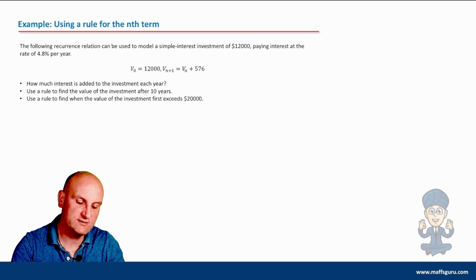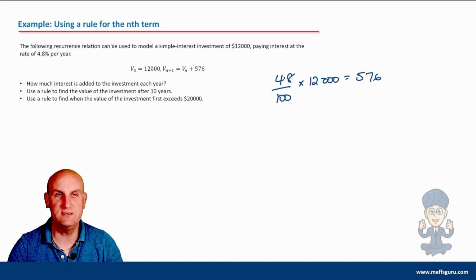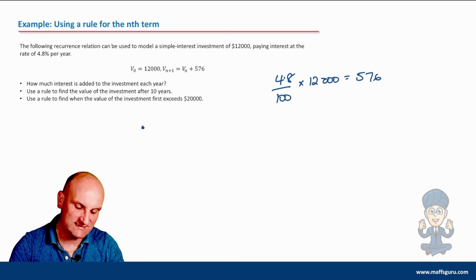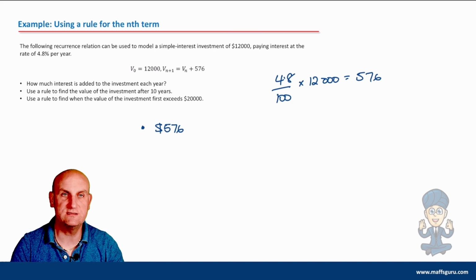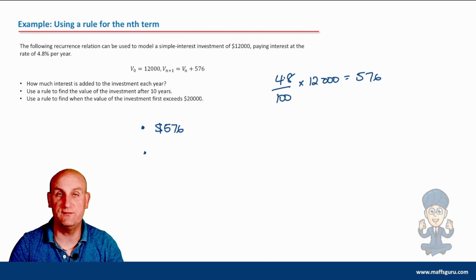Where did I get the 576 from? 4.8 divided by 100 times 12,000. That's going to give me 576, I promise you. How much interest is added to the investment each year? Hold on a moment, exactly the same. It is going to be $576. Use a rule to find the value of the investment after 10 years.